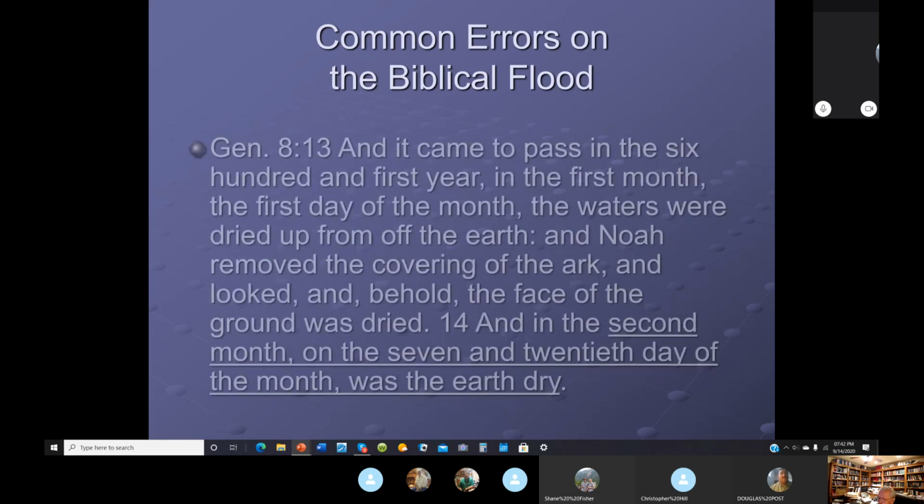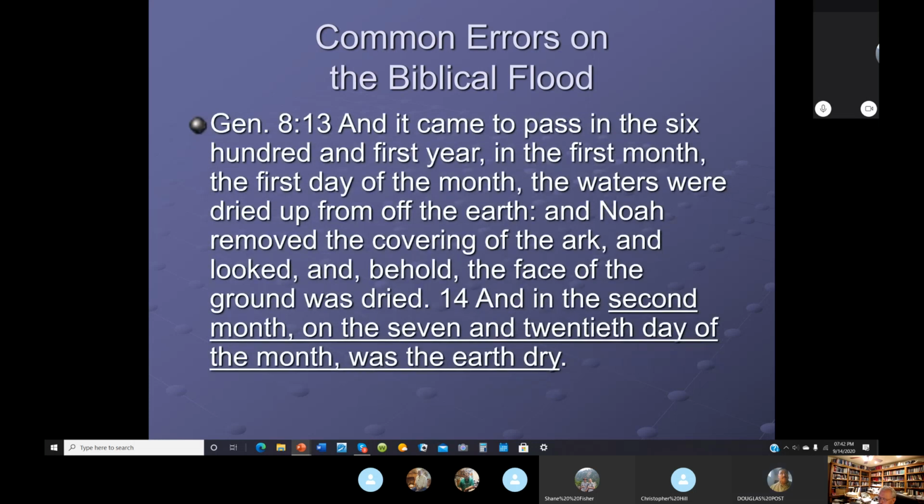In chapter 8, verse 13, it came to pass in the 601st year, on the first month, the first day of the month, the waters were dried up from off the earth, and Noah removed the covering of the ark, and looked, and behold, the face of the ground was dried. And in the second month, on the 27th day of the month, was the earth dry. Now, if you add your time in, it's a little over a year that he was in the ark. Noah and his family were in the ark, and the animals were there for a little over a year. Okay? So the flood lasted over a year.